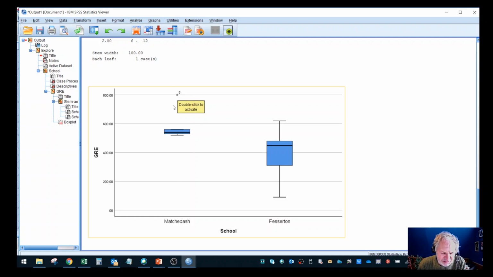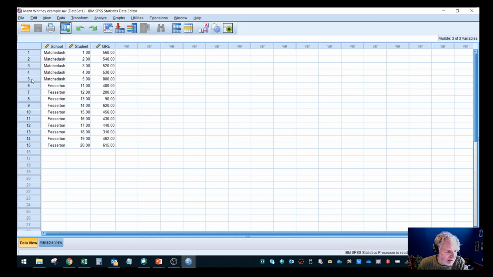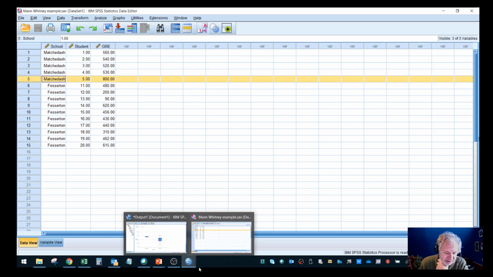My Matchadash data is a train wreck. I've got an outlier, which is record 5 at a GRE score of 800. If I go to record 5, there it is. Person 5 has a score of 800, which is well above the other scores for Matchadash. Okay, so my data is not normally distributed.